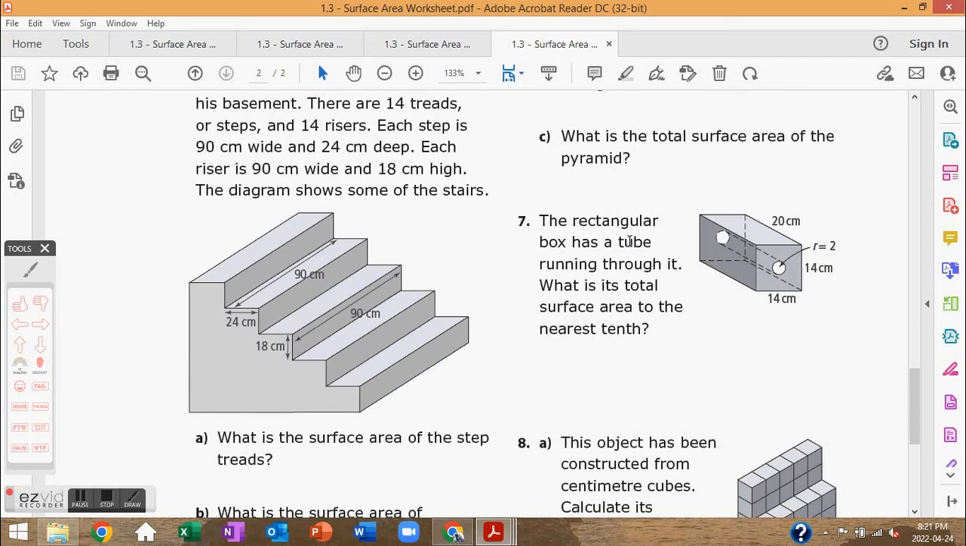We've got a rectangular box with a tube running through it. So here we've got not only the rectangular box, with 4 sides that are 14 by 20 centimeters. Then we've got these faces on each end that are 14 by 14, but they've got a little hole missing out of them. So we're going to have to find the area of that circle, pi r squared, times 2, and that gets subtracted from our 14 by 14. So we've got 4 rectangles, 2 squares, and then subtract the circles.